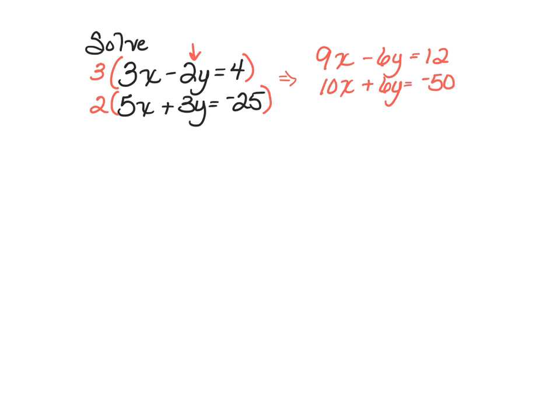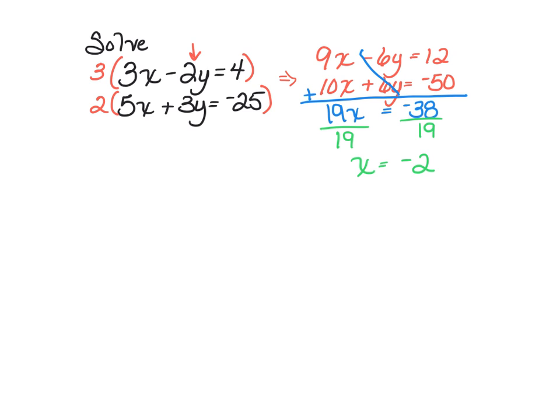And I am now going to add these 2 equations together, just as I've done before, to eliminate the y variables. So I get 19x equals negative 38. And I want to divide both sides by 19. And x equals negative 2.